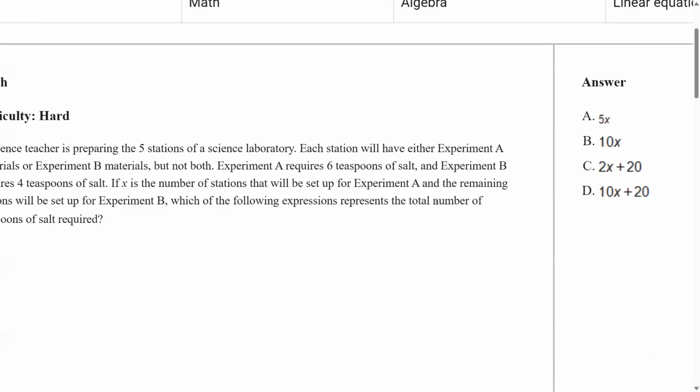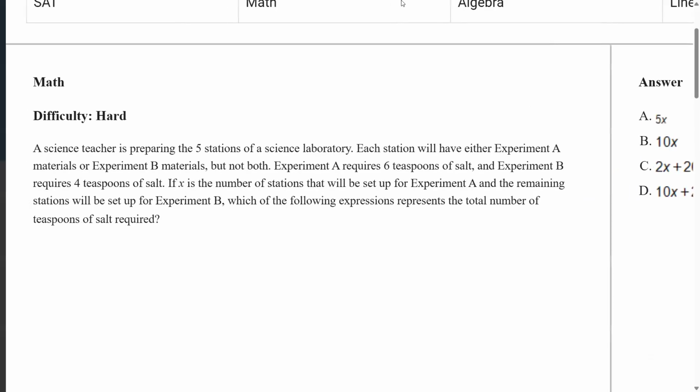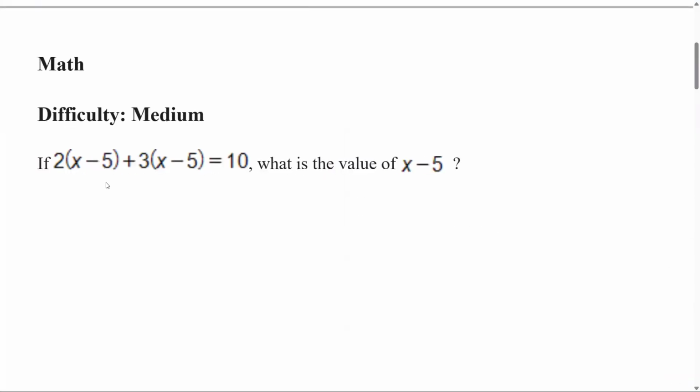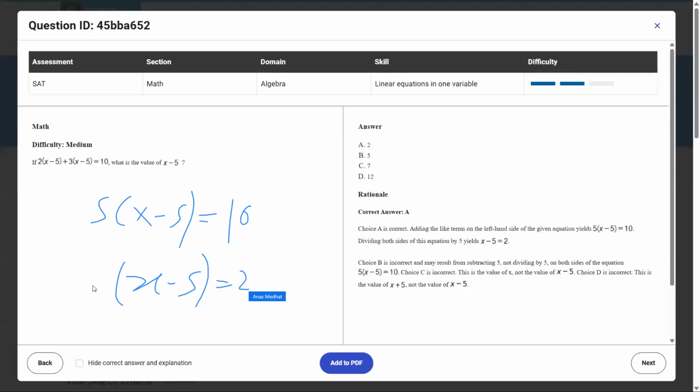So, asking what is x minus 5? And solve it normally. X minus 5 will equal to 2. Answer is A.